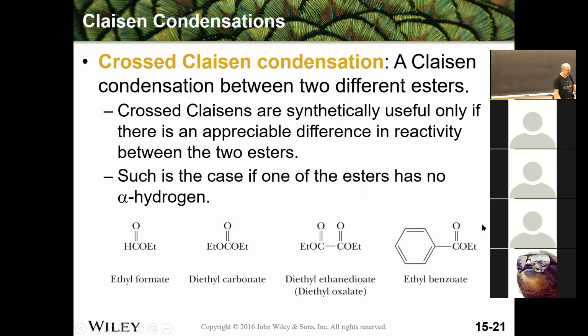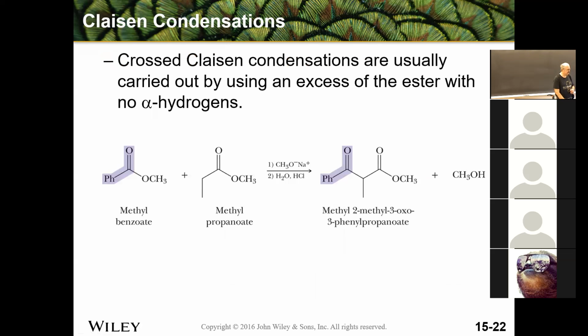So these are some good candidates. Ethyl formate. This has no alpha hydrogens because there's no alpha carbon here. Diethyl carbonate also works. Diethyl oxalate or ethyl benzoate. There's no alpha hydrogen here. So these could be used as one of the esters in a cross Claisen.